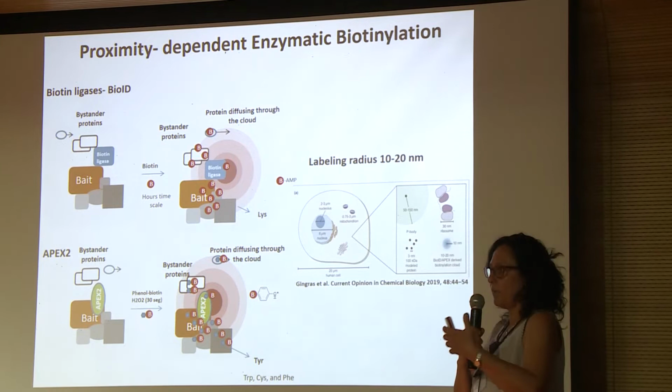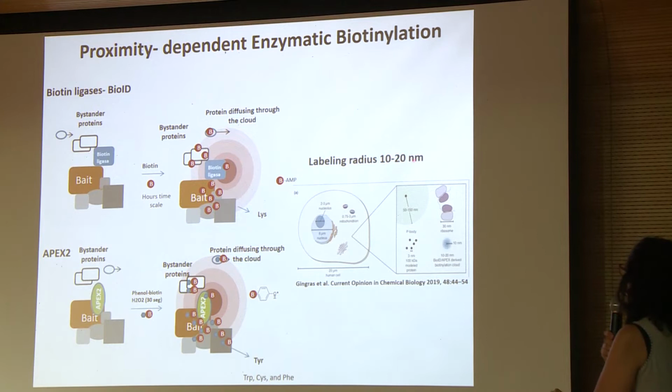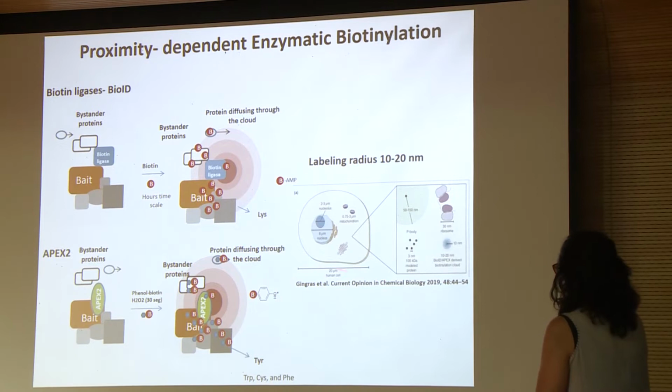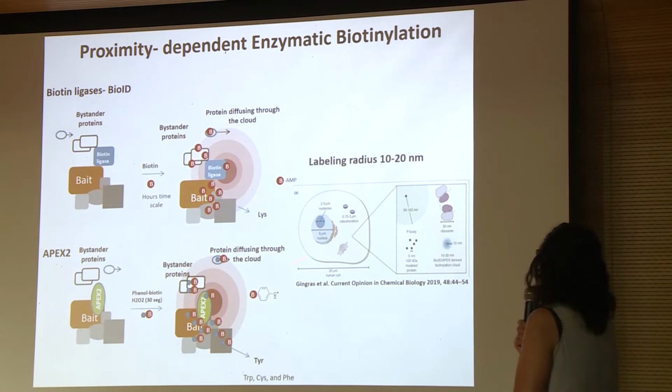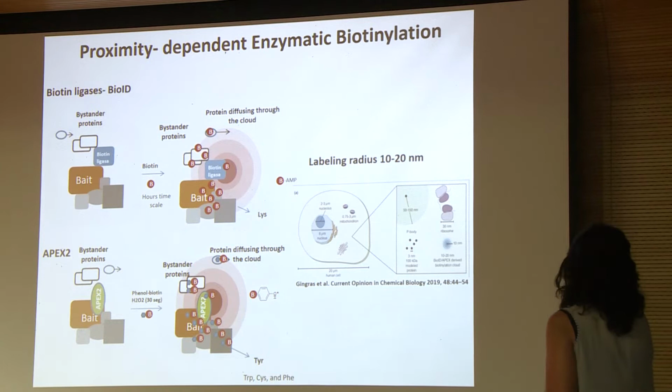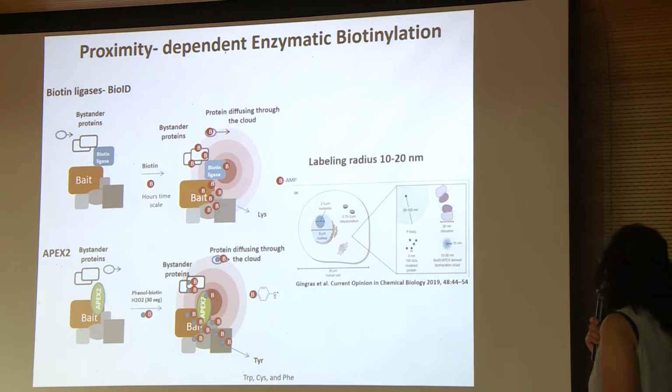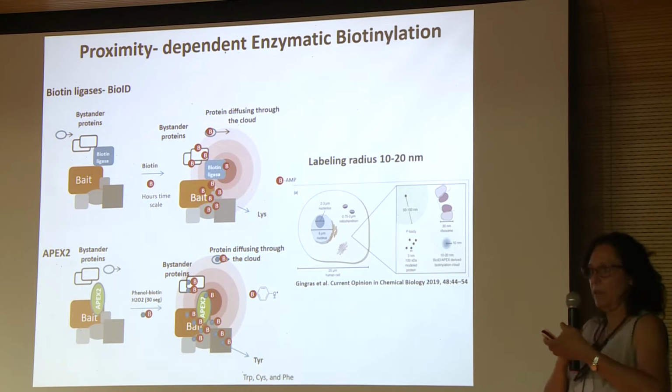So to have an idea of what this distance means for a cell, you can see here a human cell, an average human cell, well, I don't think I can say an average, this human cell is like 20 microns, and then you can see that the P-body is around 50 to 150 nanometers, and a model protein of around 100 kilodaltons is 3 nanometers. So this is really labeling things that are in very close proximity in the cell.